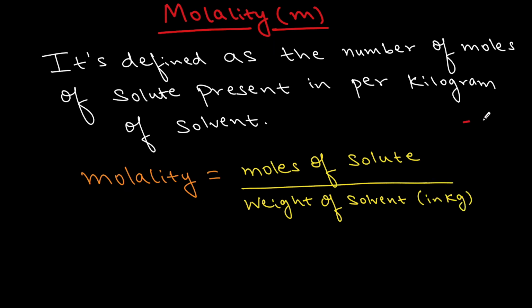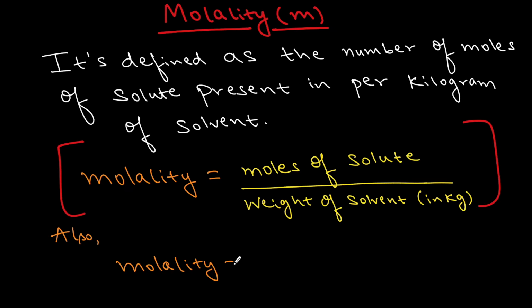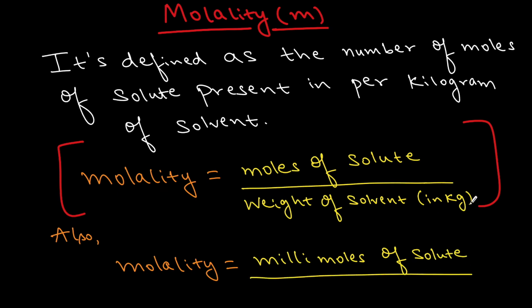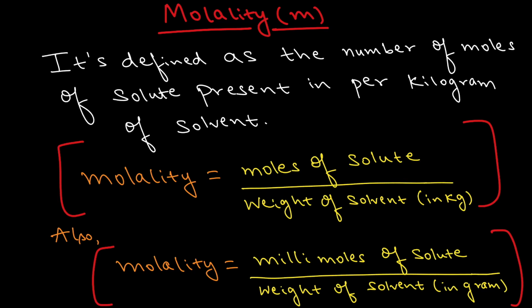Just remember this expression. Also we can write molality is equal to, instead of moles we'll write millimoles. So millimoles of solute divided by weight of solvent in grams. Instead of kilogram we'll write gram. Just remember molality is equal to moles of solute divided by weight of solvent in kilogram.